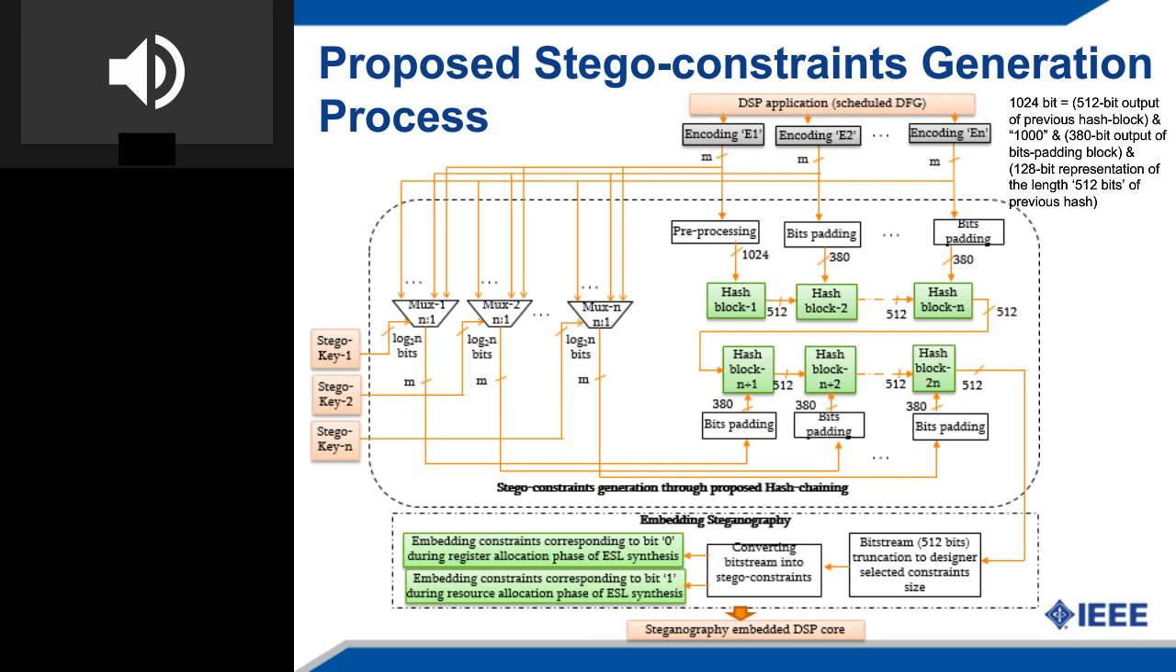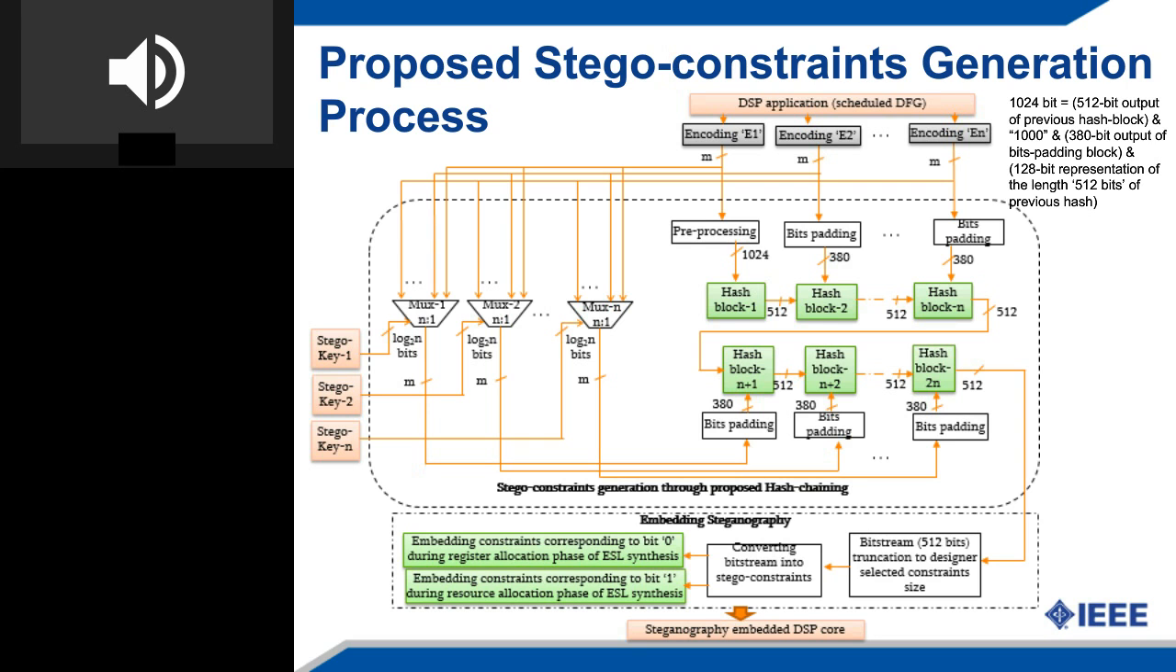Okay, this talks about the entire process in more detail, so I'll go through it gradually. You have the DSP application, which is a scheduled DFG, and from there a number of encoding algorithms could be used to derive the M-bit bitstream representation of the DSP application. Therefore, we have encoding E1 to encoding En, because there are possibly 2 to the power m encoding algorithms available to generate an n-bit representation of the respective DSP application.